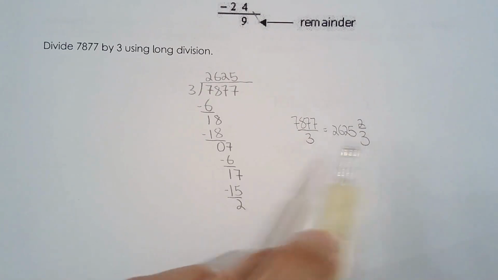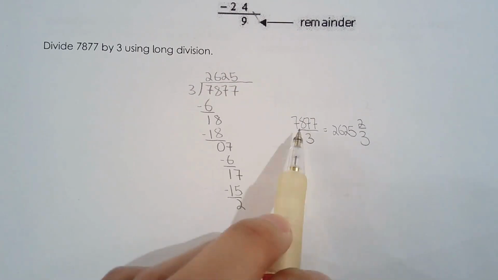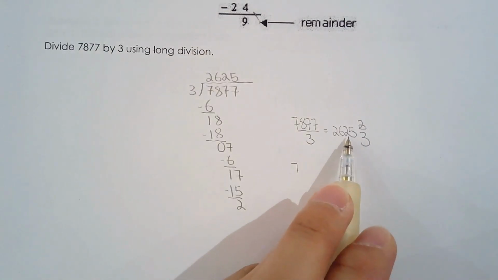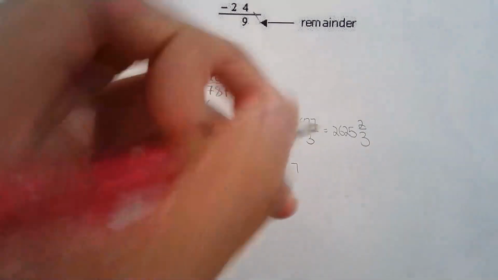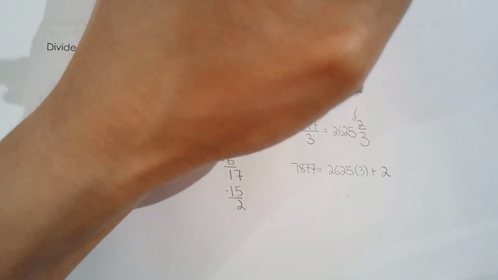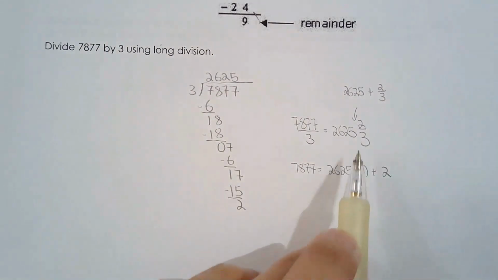Okay, so if I multiply both sides by 3, I will get what I wrote at the bottom of the page, right? And by the way, there's an operation here, 2,625 and 2/3, that's plus 2/3. So 7,877 is equal to 2,625 times 3 plus 2, right? Because 2,625 and 2/3 is 2,625 plus 2/3. Okay, it's not multiply, it's plus.